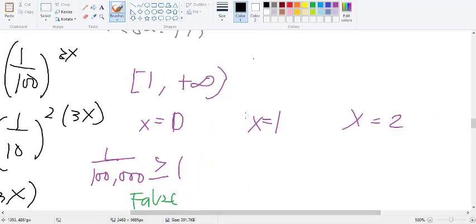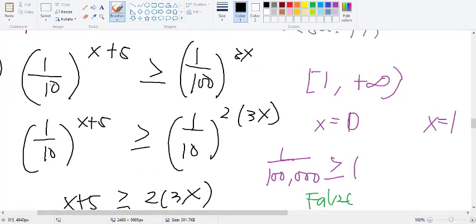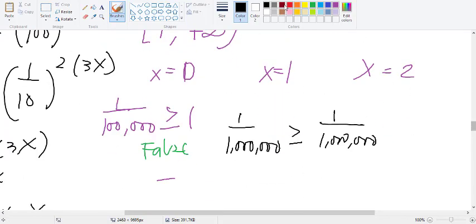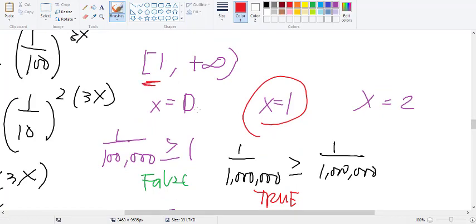Now, let's try if x is 1. So, 1 over 10, 1 plus 5 is 6. So, 1 over 10 raised to 6 is 1 over 1 million. Okay, and then 1 times 3, this part, is just 3. So, 1 over 100 raised to 3 is also 1 over 1 million. So, this is true because of the greater than or equal to. So, it still is correct. So, this is now true. Meaning, x equal to 1 really does belong to the solution set.